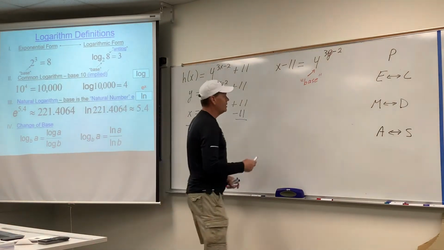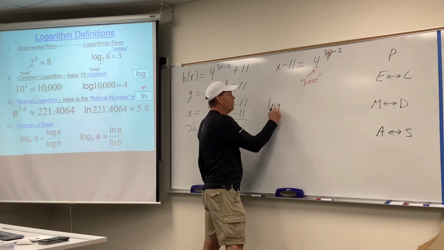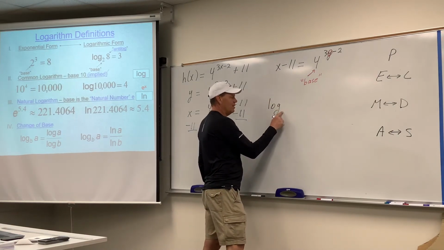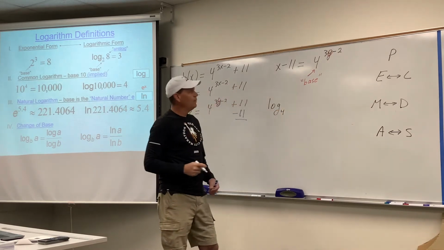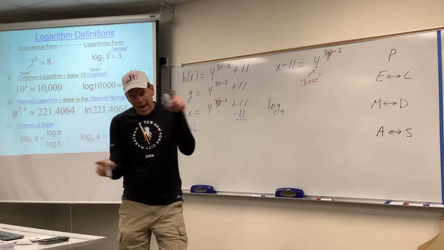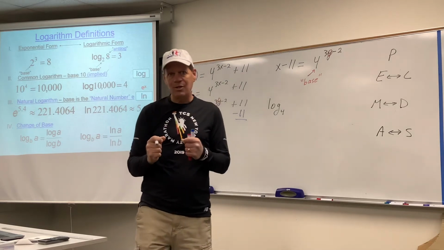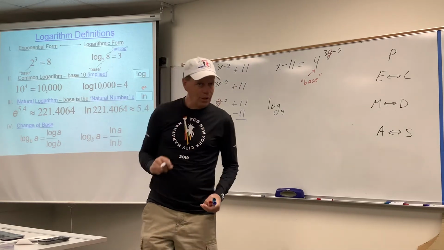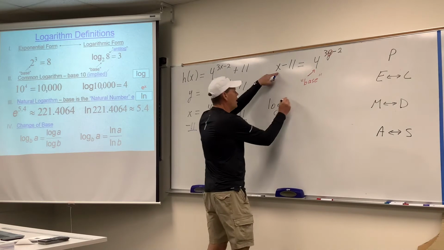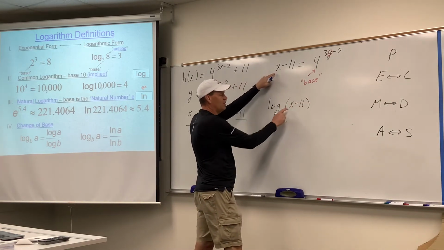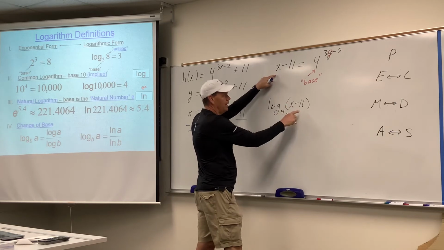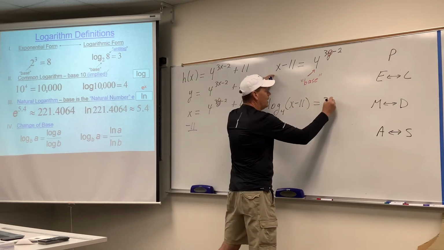Yes, all right. So every logarithm has a base. The base of your log is whatever the base was up there. In this case, 4. And then again, following that pattern that we practiced multiple times on examples 1 and 2, wouldn't that be log base 4 of (x minus 11)? Let's put it in parentheses. It doesn't apply just to the x. It applies to the whole thing. And then that would equal 3y minus 2.